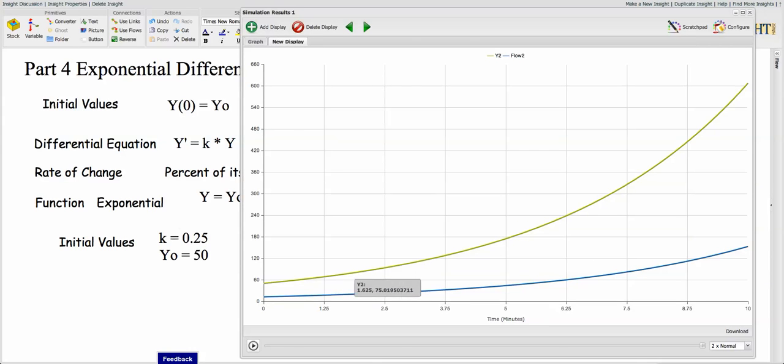This is the y2, which was the lower model where the flow is going into the level. So it's increasing at a percentage of itself. So you see y is going up exponentially. The flow here is k times y. It's y prime, the flow differential. And it's not going up as fast, but the stock is.